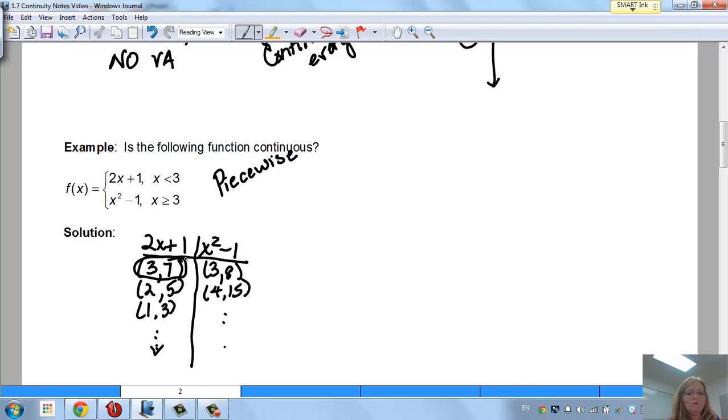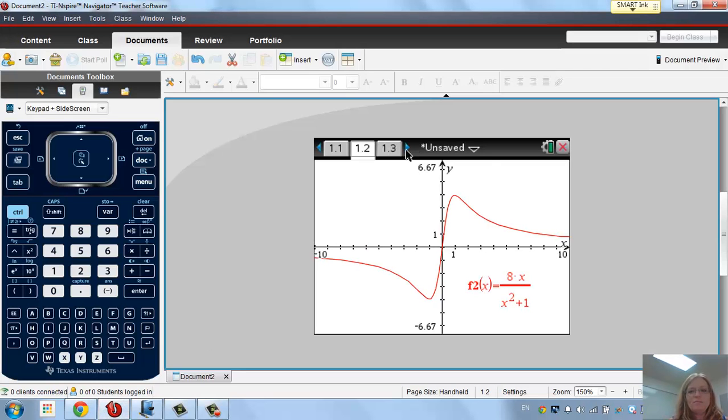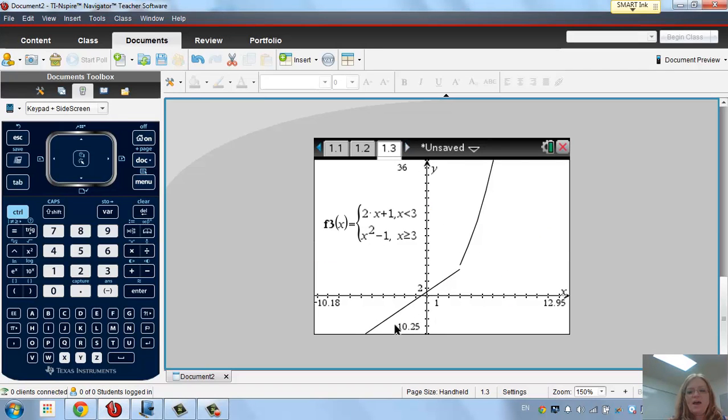And if you were to graph it, you'll see I have a line here, and then there's a break, because the point (3, 7) is here, and then it goes to the point (3, 8) for the next piece. Do you see where there's a break there? And this is a part of the parabola, which is x squared minus 1. So this is not continuous, it's discontinuous at 3.